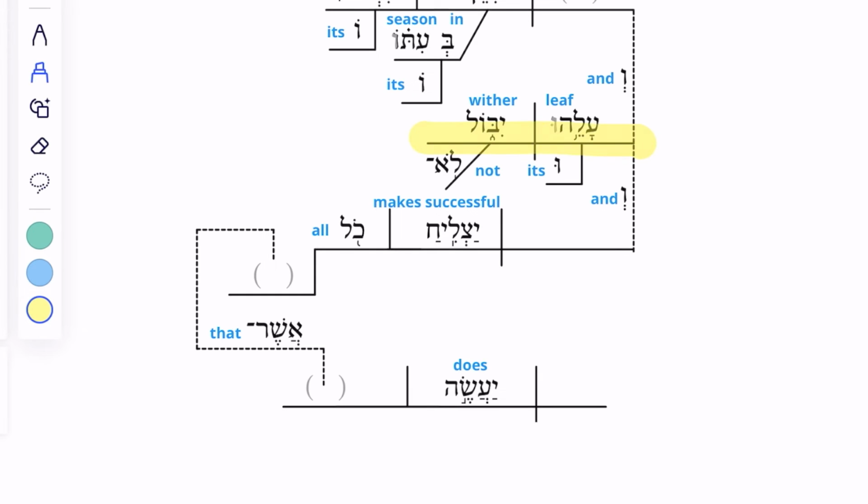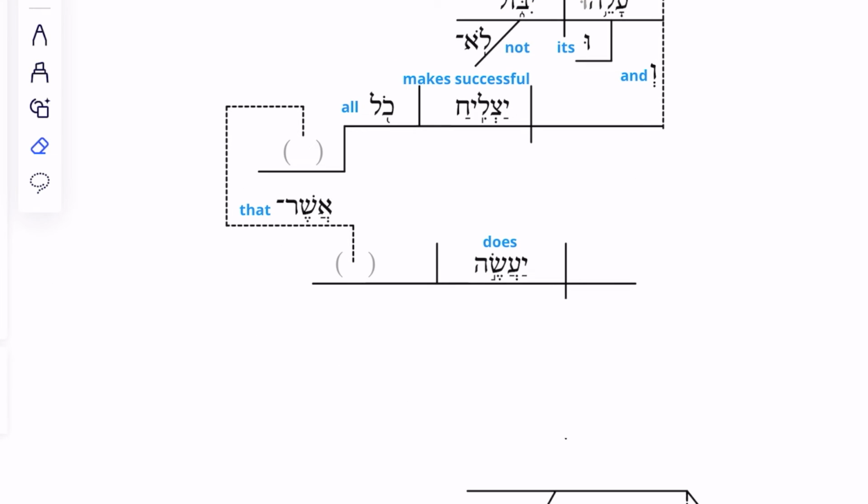And its leaf does not wither. There are many pronominal suffixes here, all glossed "its." The discourse and poetic layers will address if there's a reason for the repetition. Here we just diagram it. These next two clauses are the trickiest in the psalm.